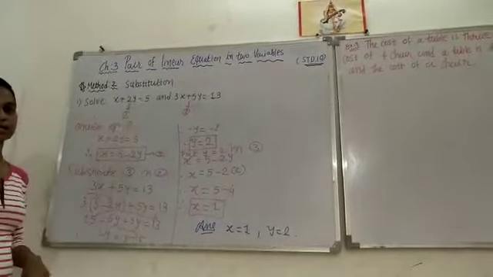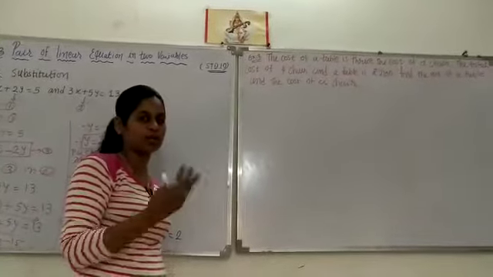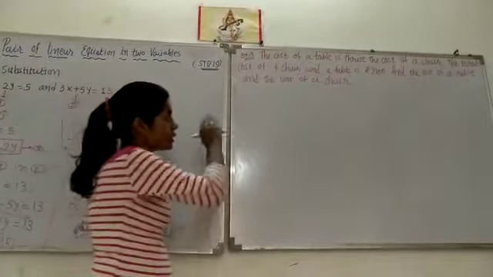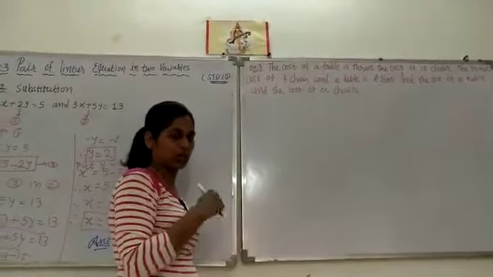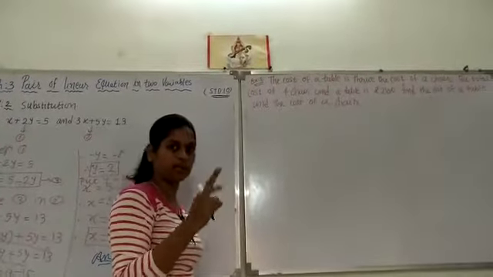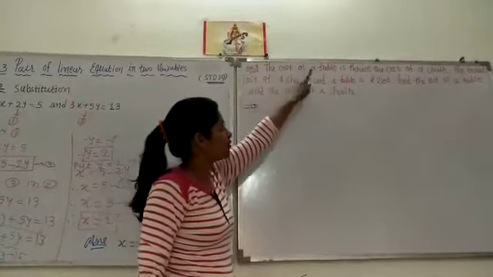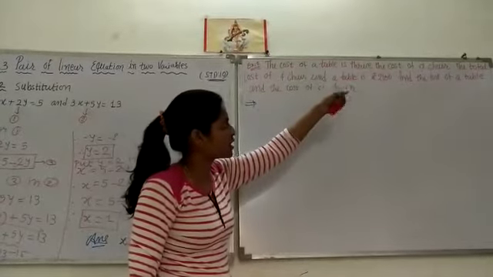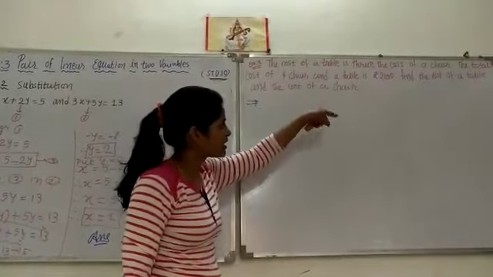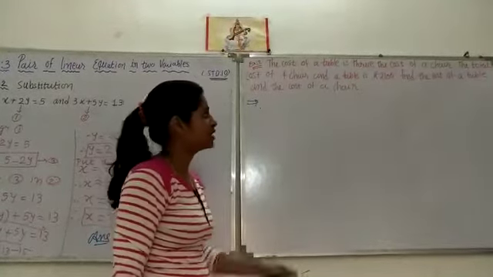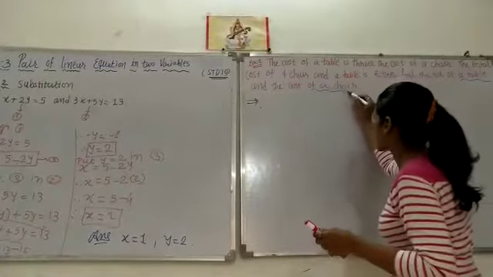Now consider one more example. This is a word problem. So first of all you convert a given word problem into a linear equation. So read the question carefully. Then you should decide what you want to find in your question, and whatever you want to find, you suppose to take two variables x and y. The cost of a table is thrice the cost of a chair. The total cost of 4 chairs and a table is rupees 2100. Find the cost of a table and the cost of a chair.